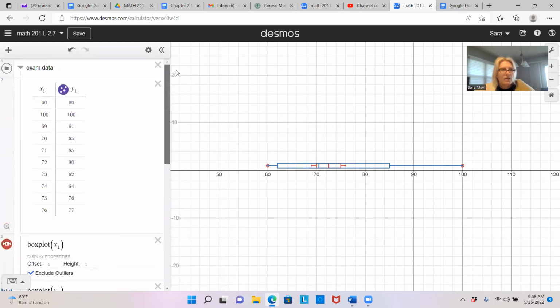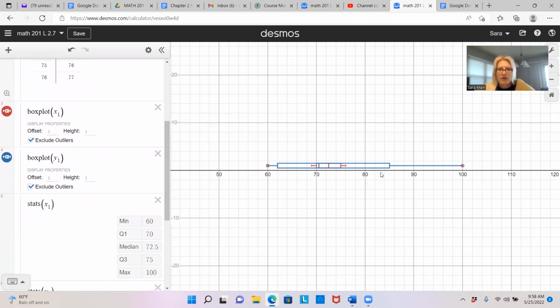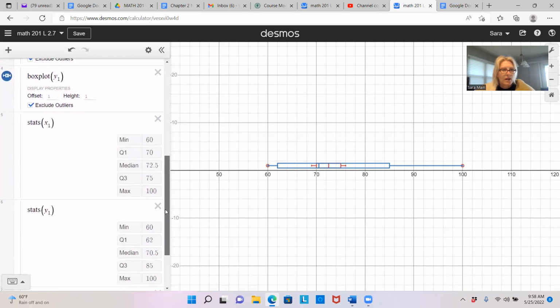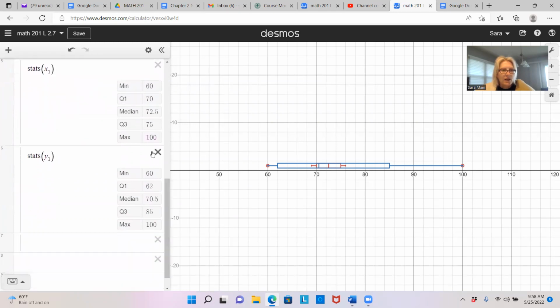You can see here that the spread is much different between the two. The algebra students have a minimum of 60 and a max of 100, and actually so do the stats students. They both have a min of 60 and a max of 100. So their range is 100 minus 60 equals 40. So they have the same range.